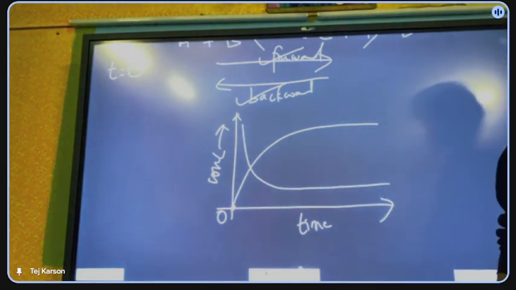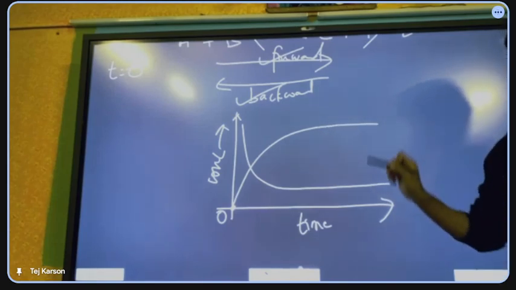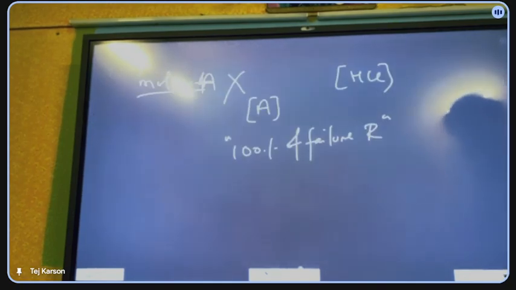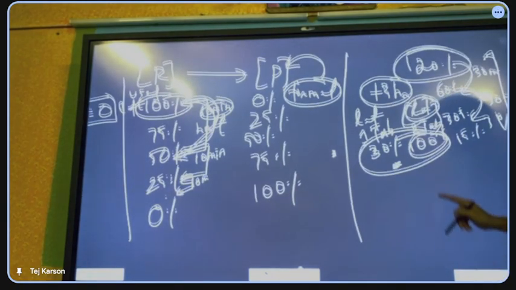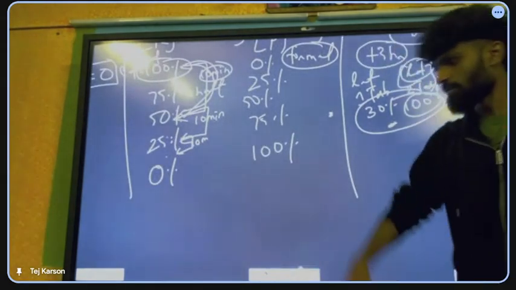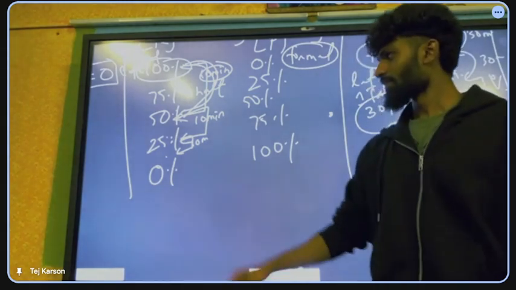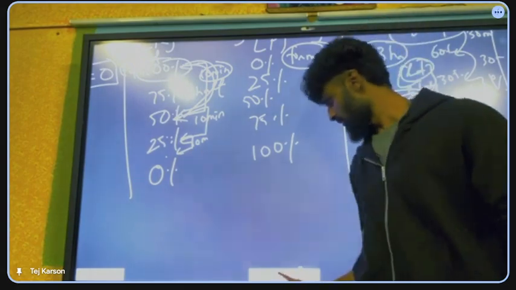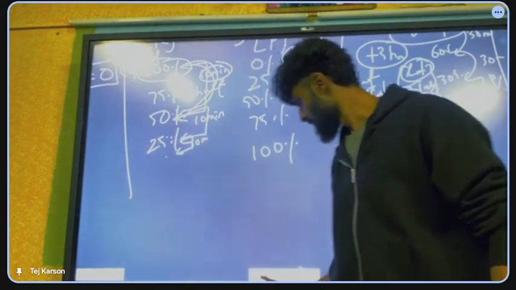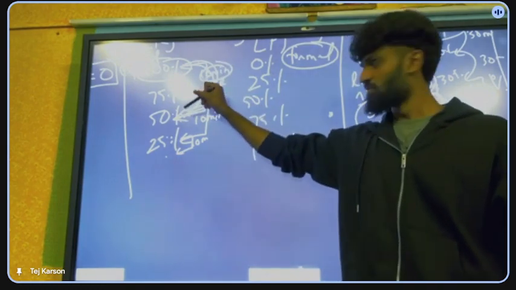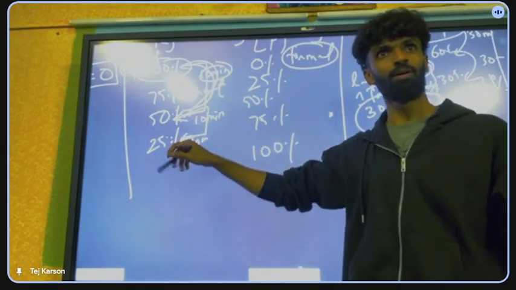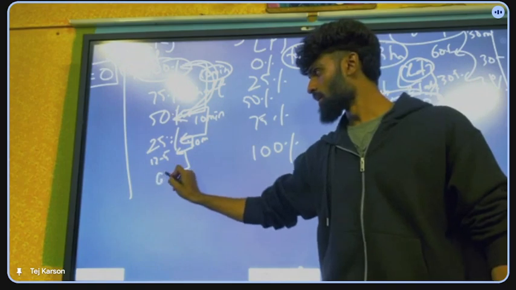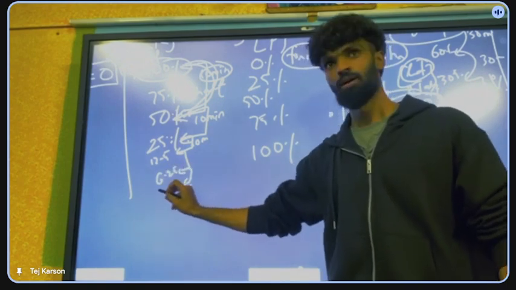Now, obviously, you'll ask me a question: why is it attaining a certain state like this? I'll tell you, this is exactly why I taught you half-lives. Let's get into a little bit of math right now. What is half-life? 100 becomes 50. 50 becomes 25. 25 becomes 12.5. 12.5 becomes 6.25. 6.25 becomes 3.1.